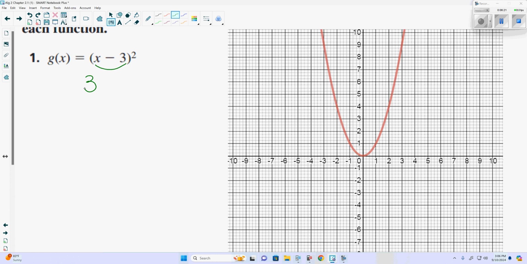Right, inside the parentheses, so our x minus 3 tells us we're moving left or right a distance of 3.